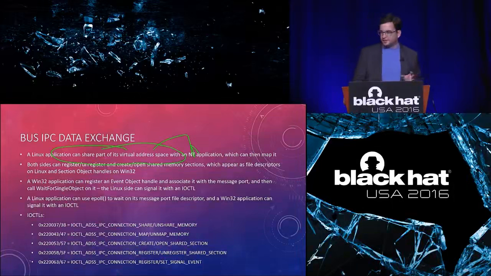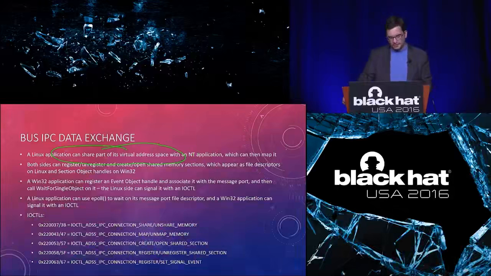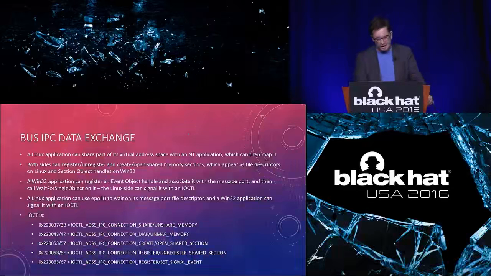So you can't do vice versa yet. I'm sure they thought about why that might be a bad idea. But a Linux app can essentially make the whole address space that it has visible to a Windows app, and then the Windows app can map it and modify it for read-write access only. So thankfully, there's no way to do that with execute access unless there's a flaw or a vulnerability.